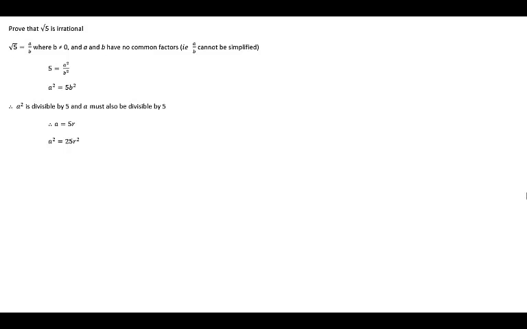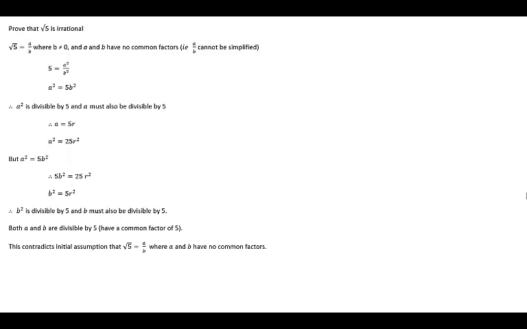From that statement, a equals 5r, because a is divisible by 5. Square both sides, and we get a squared equals 25r squared. But we stated earlier that a squared equals 5b squared. So equating the two a squared equations, 5b squared equals 25r squared, which implies that b squared equals 5r squared. And we come back to our same point. If b squared is divisible by 5, therefore b must also be divisible by 5. And we've already investigated that.